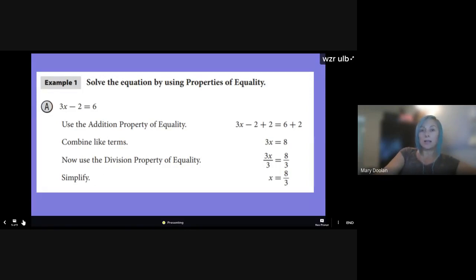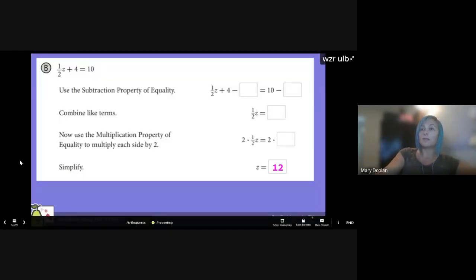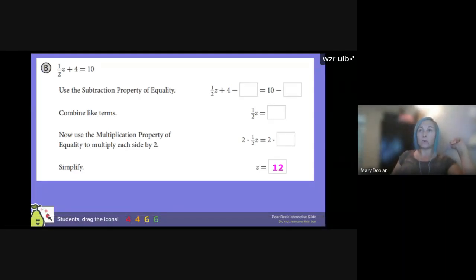So this next slide is another interactive slide for you. It's a click and drag slide. So we have an equation, 1/2 z plus 4 equals 10. You're going to use the subtraction property of equality. So you're going to subtract something from both sides of the equation. And you can see there's 2 boxes on this first row because you're going to drag down at the bottom. You will see there's a red 4, an orange 4, a yellow 6, and a green 6. You're going to drag 2 numbers into those first 2 boxes that make sense for the subtraction property of equality.